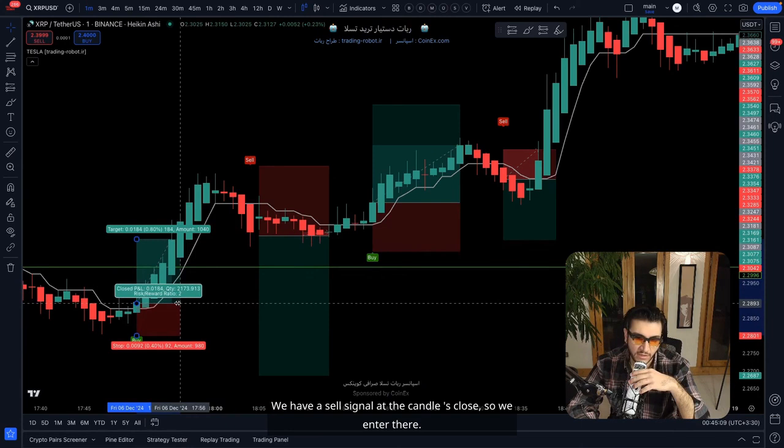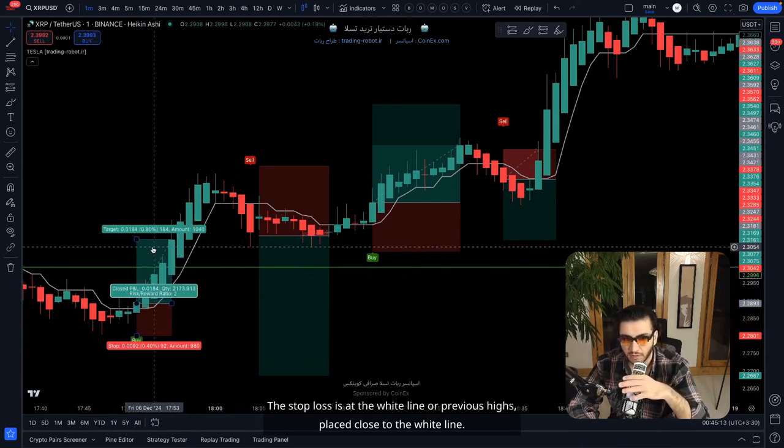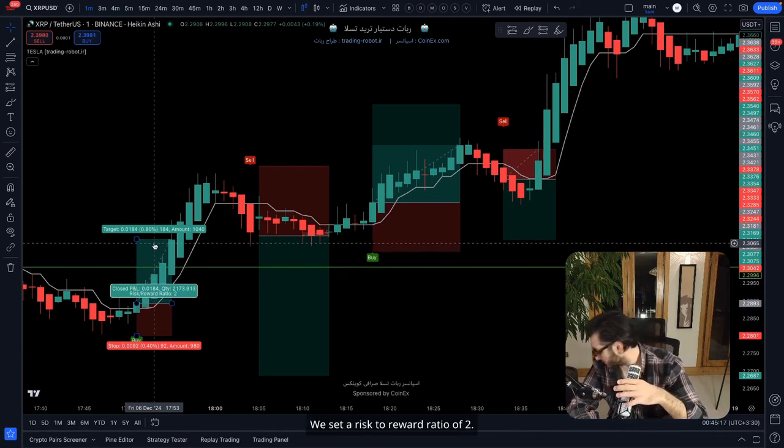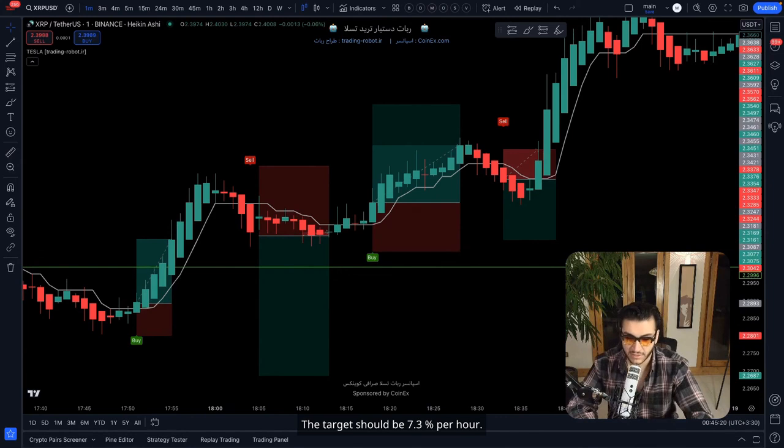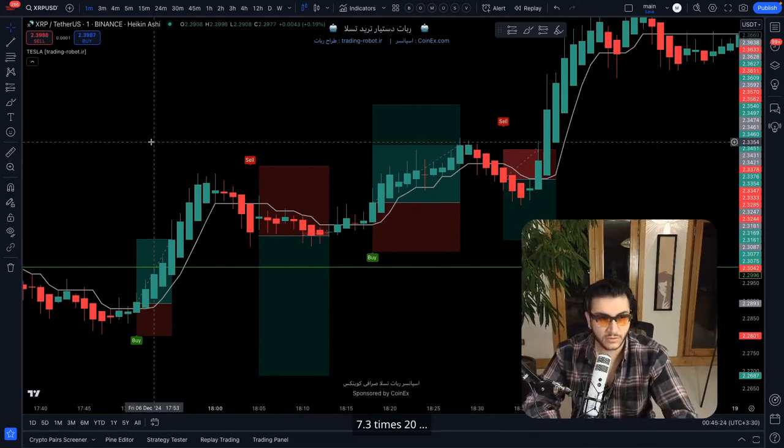We have a sell signal at the candle's close, so we enter there. The stop loss is at the white line or previous highs, placed close to the white line. We set a risk to reward ratio of 2. The target should be 7.3% per hour. With a leverage of 20, how much is that? 7.3 times 20.